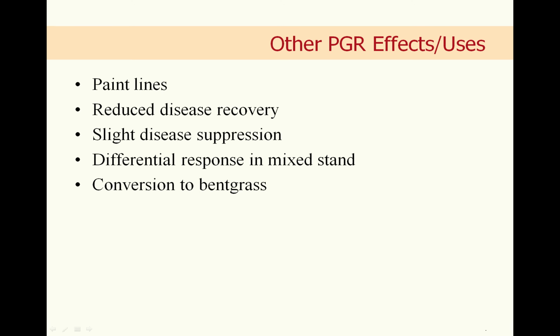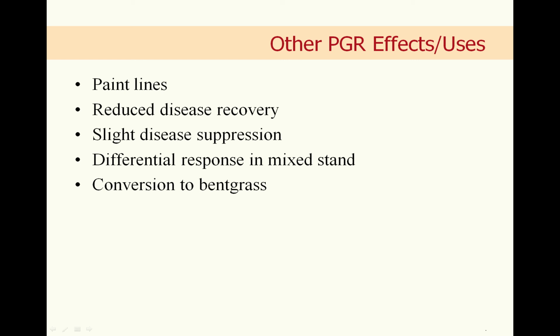I already mentioned the differential response in a mixed stand, but it's particularly important when dealing with Poa annua and creeping bentgrass mixed together on a golf course fairway, for instance. The product that's used to do this is paclobutrazol, which is a Class B compound. It works because the product is broken down much more quickly in bentgrass than it is in Poa annua. So essentially it remains active in Poa annua and controls Poa annua longer than it does creeping bentgrass. So if you apply it on a mixed stand, you can encourage bentgrass growth during that time when the Poa is still being controlled by the chemical.